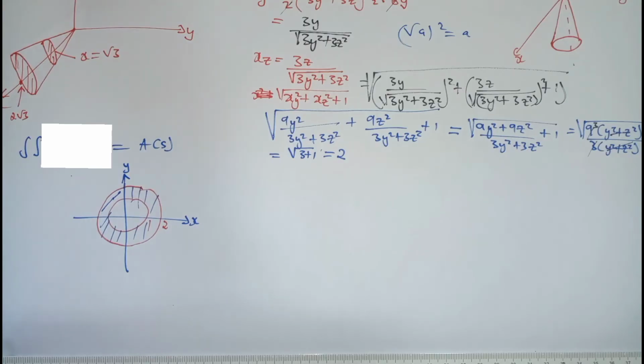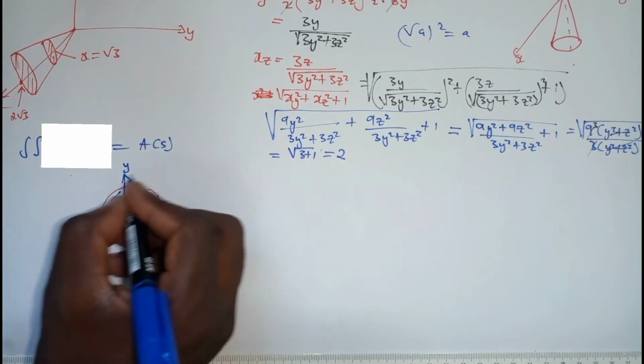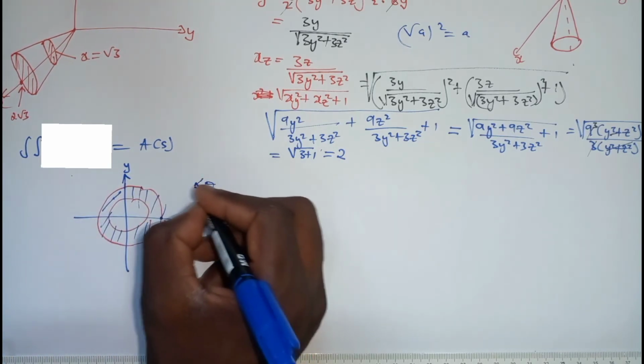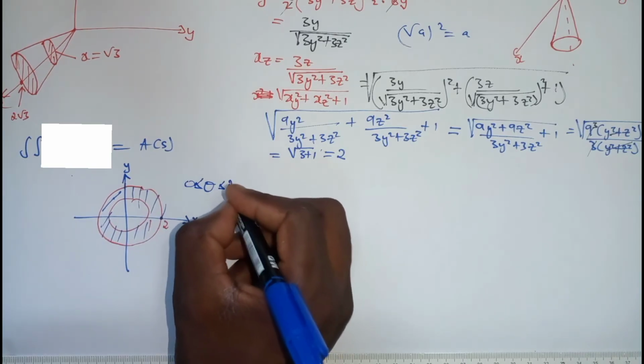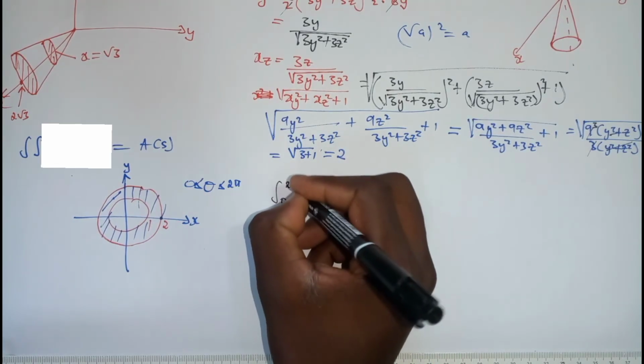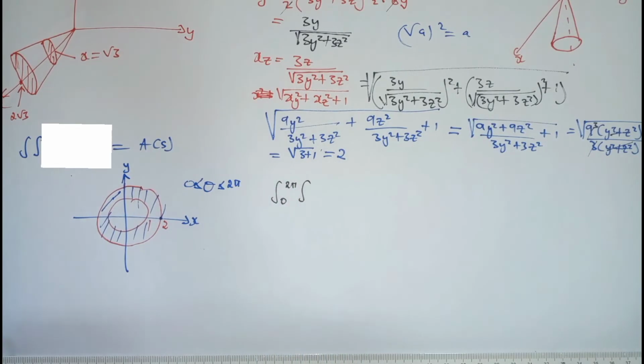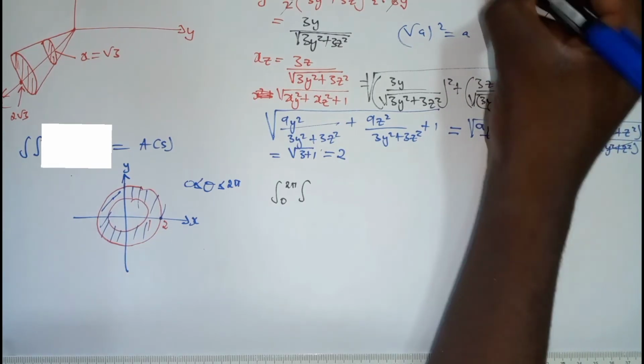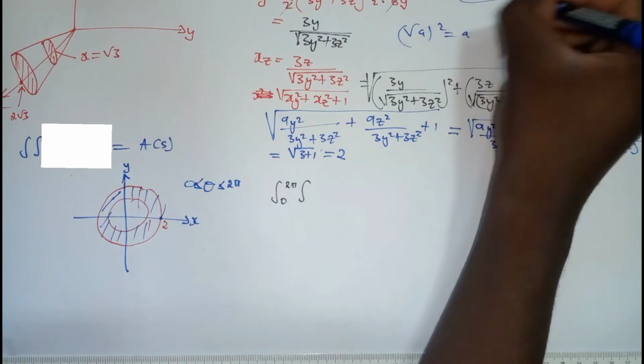Okay, so now what is going to be the value of our angle? Remember, this is a full circle, so the value of theta is going to range from 0 to 2 pi. Okay, so now we have to write our very simple double integral. So if theta ranges from 0 to 2 pi, and r, which is the radius, ranges from 1 to 2.